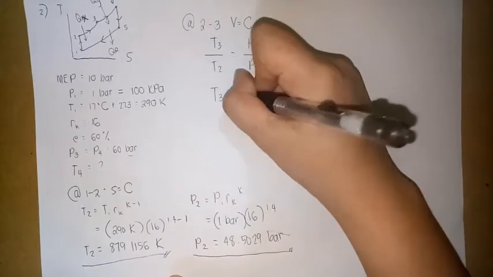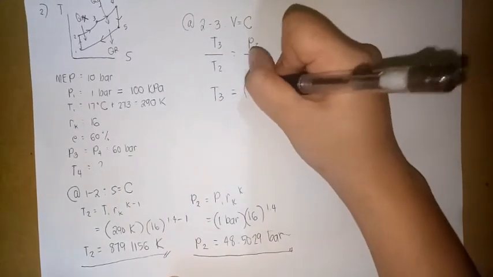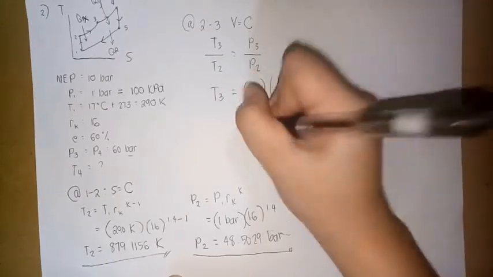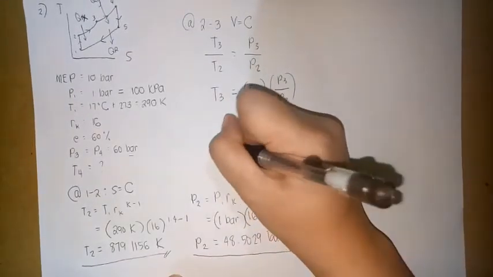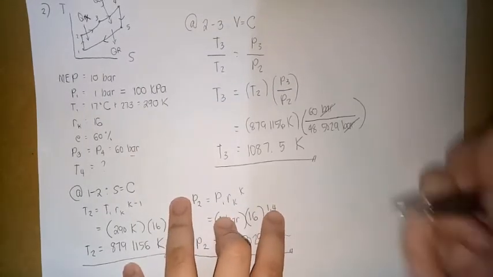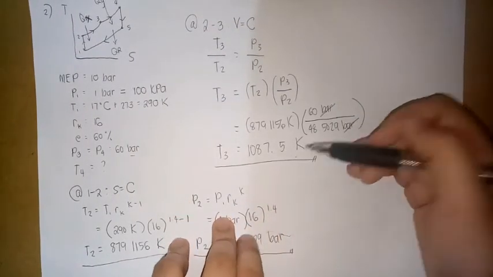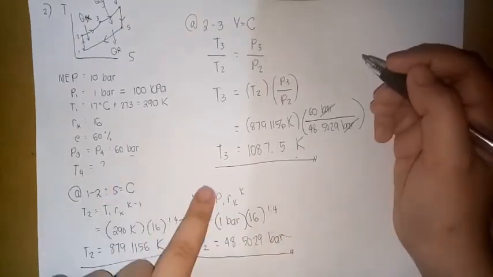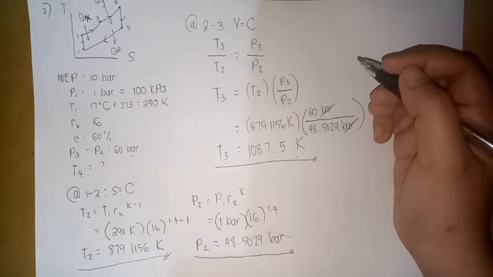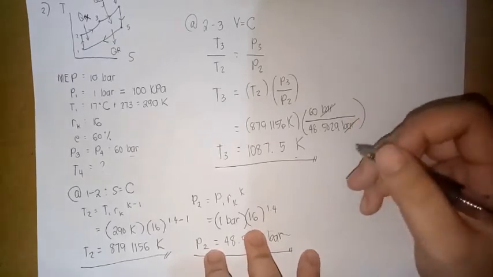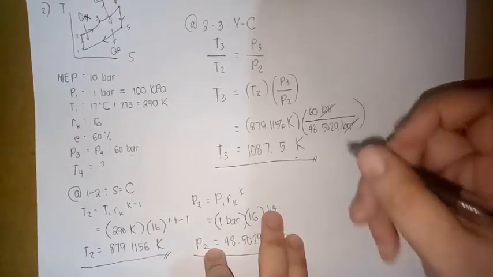Solving for T3, equal siya sa T2 times P3 over P2. Substituting and getting the final answer, we have 1087.5 Kelvin yung lumabas sa sagot after substituting. Then, meron na tayong T3, T2, P2. Ano pa yung kailangan pa nating ma-solve? Yung V1 and V2 para sa pagkuha ng work net sa mean effective pressure.